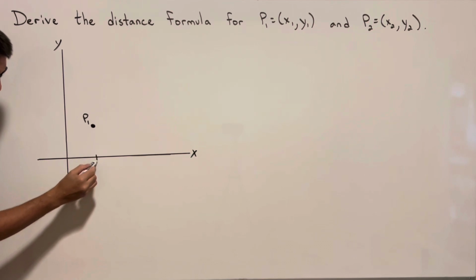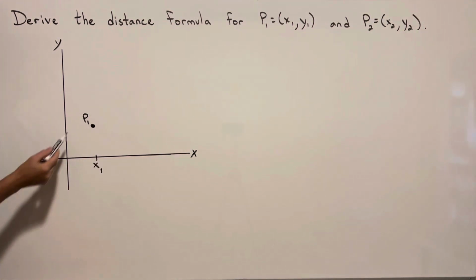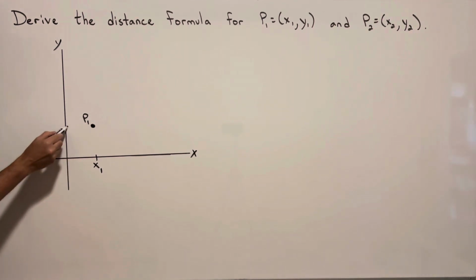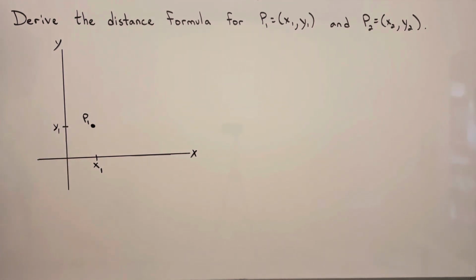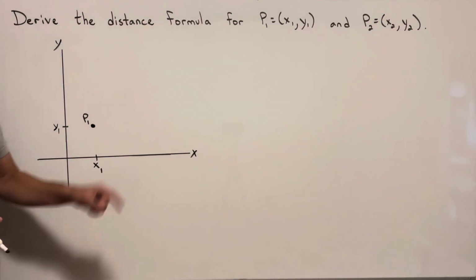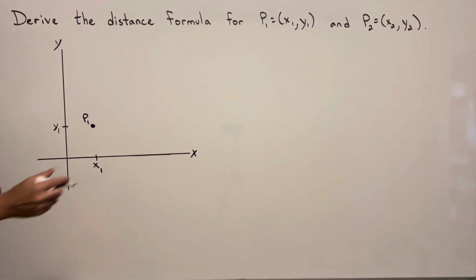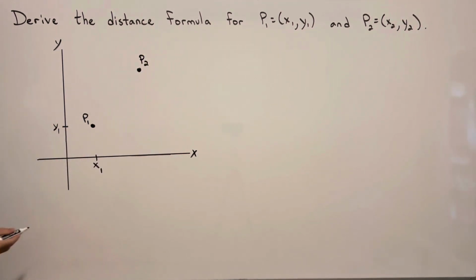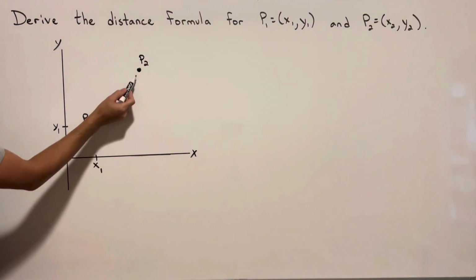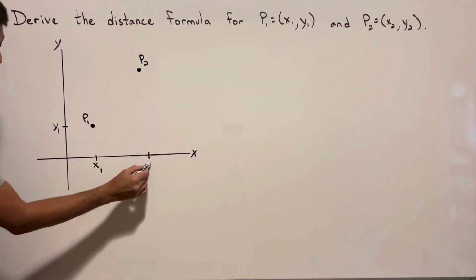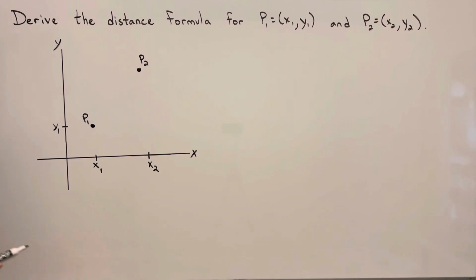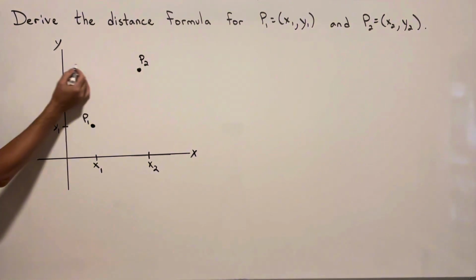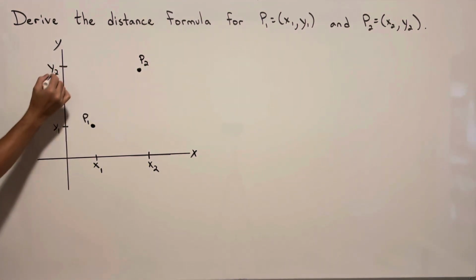It's located at x1, so this value on the x-axis would be x1, and the y value would be located right there. So there's my first point, P1. And then I have a second point, P2, somewhere. Let's just say it's up here. And that's located at x2. So if you go down to the x-axis, located at x2, and then the y value is located over here.